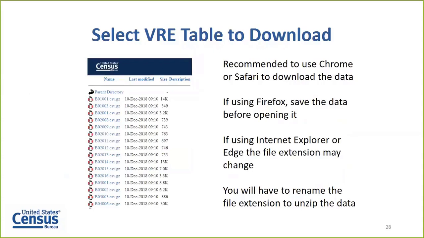Note that when downloading the data, it is recommended to use either the Google Chrome browser or Apple Safari browser. If using the Mozilla Firefox browser, first save the file before attempting to uncompress it. And finally, if you're using Microsoft's Internet Explorer or Edge browsers, the file extension may be renamed after you download it. I will show you how to address this in the next slide. If you're using Chrome or Safari, you will not need to worry about this issue, which is why those are recommended.